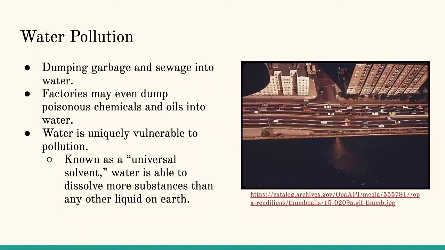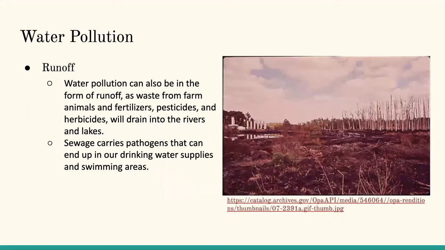Some examples of water pollution are when humans dump their garbage and sewage into the rivers, lakes, ponds, and oceans. Sometimes even factories will dump poisonous chemicals or oils into the waters. You can see sewage leaking into the river in the picture shown to the right. Water is uniquely vulnerable to pollution. Water is known as the universal solvent and is able to dissolve more substances than any other liquid on Earth.